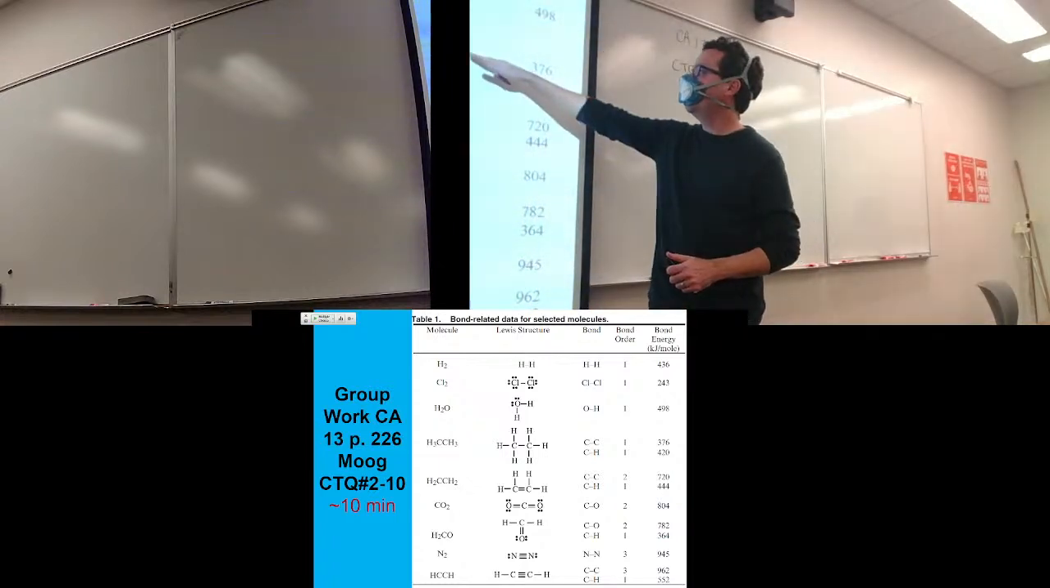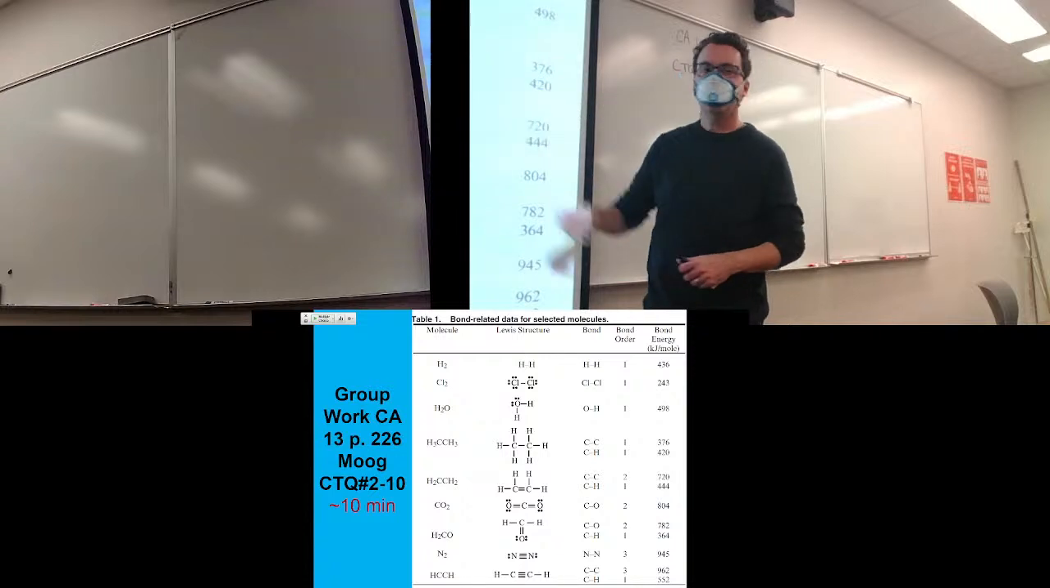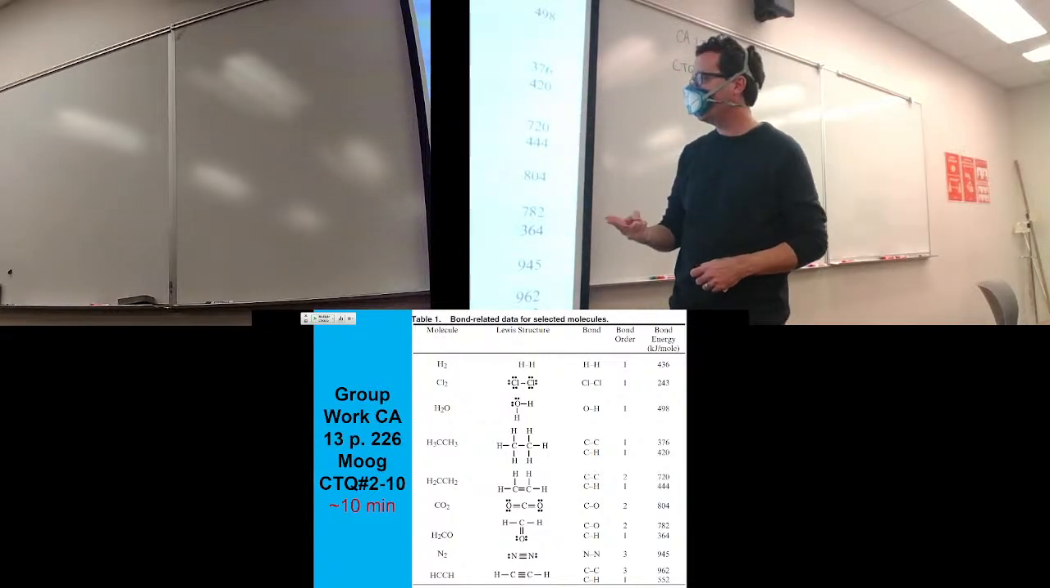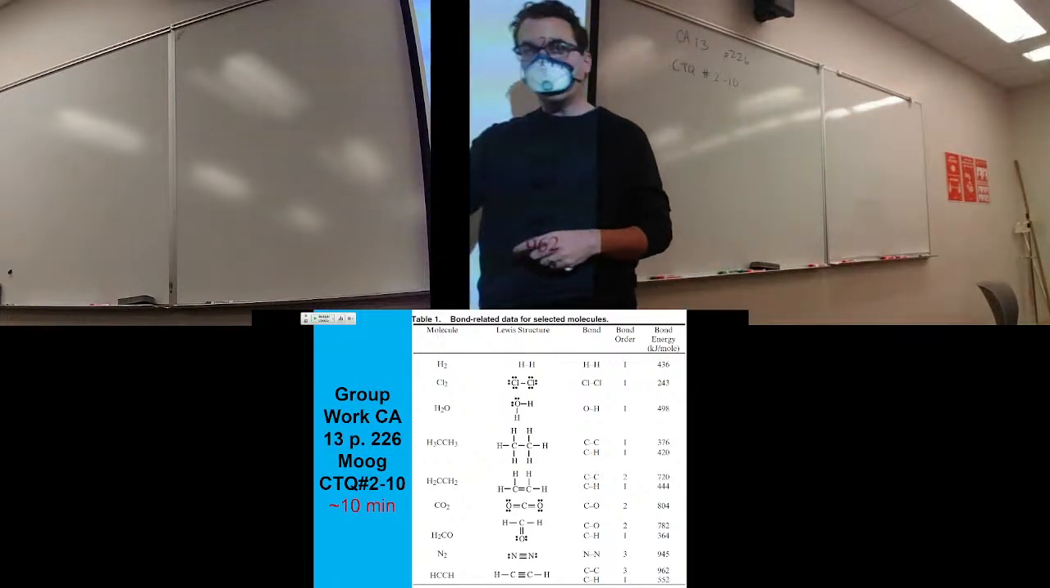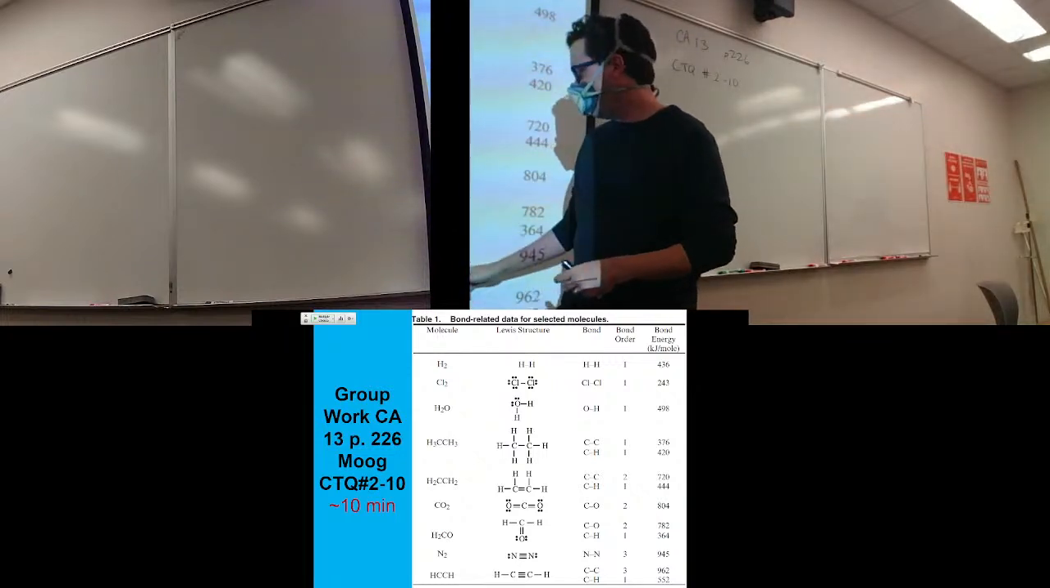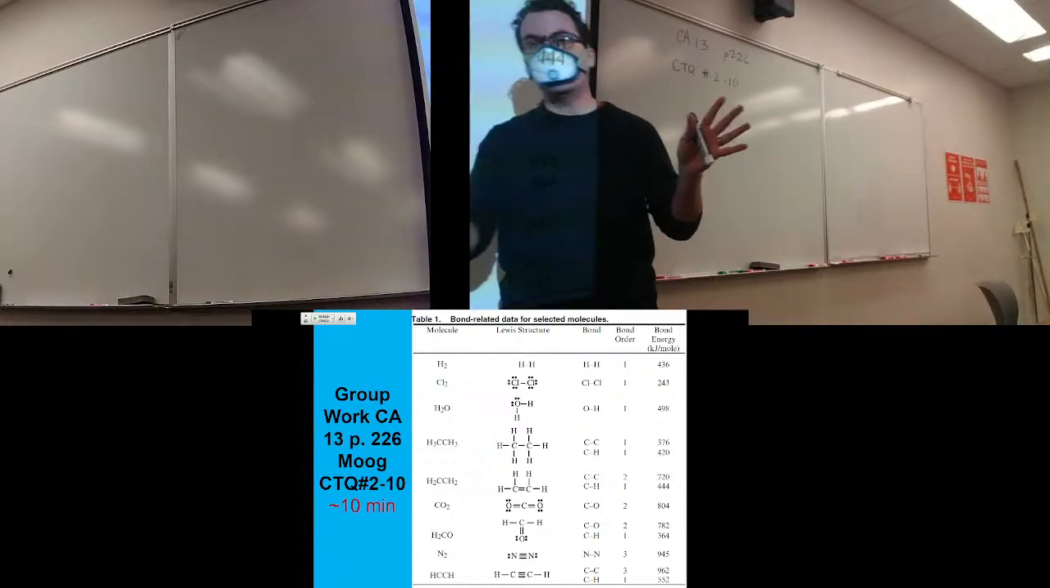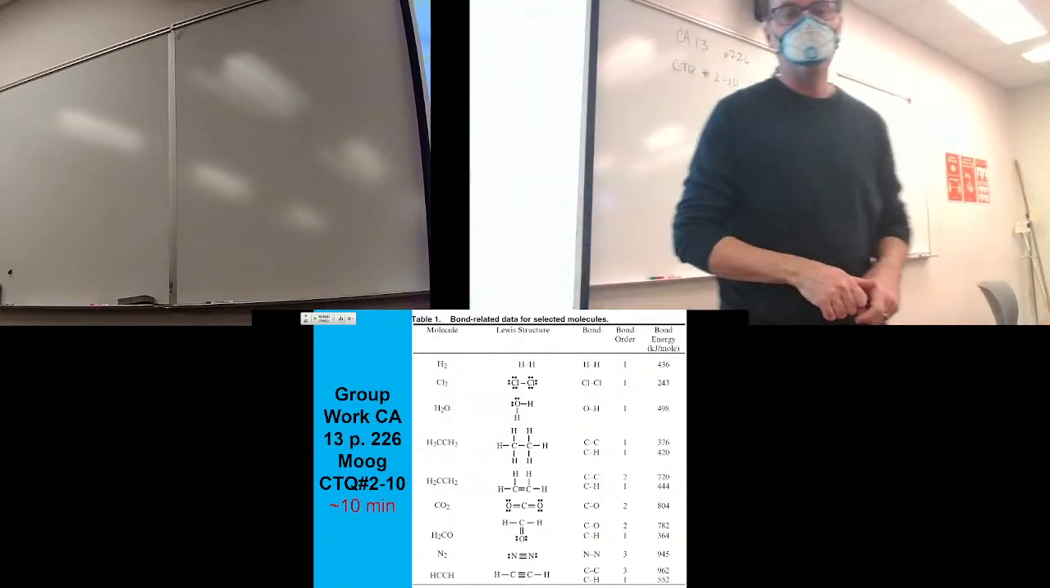So a single bond, something with a bond order of 1, is sharing 2 electrons between the 2 atoms. Something with a bond order of 2 is sharing 4 electrons, a double bond. And then something with a bond order of 3 is sharing 6 electrons, 3 sets of 2.